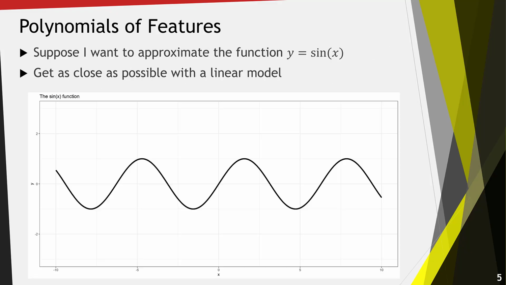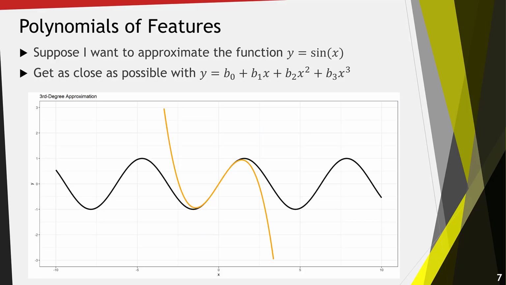Just to show this as an example, suppose I want to approximate the function y equals the sine of x. I'll try and get as close as I can with a linear model. So if I were to model this as y equals an intercept plus a slope times the variable x, you can see right around the origin, right around that 0 point, I do pretty good, but I don't do so well far away from there.